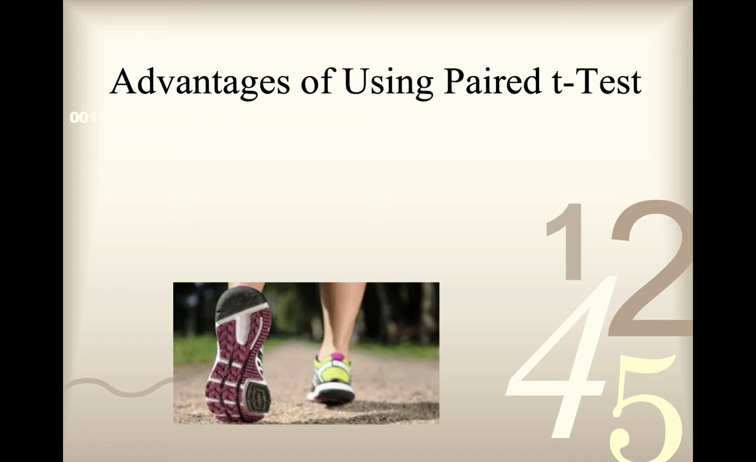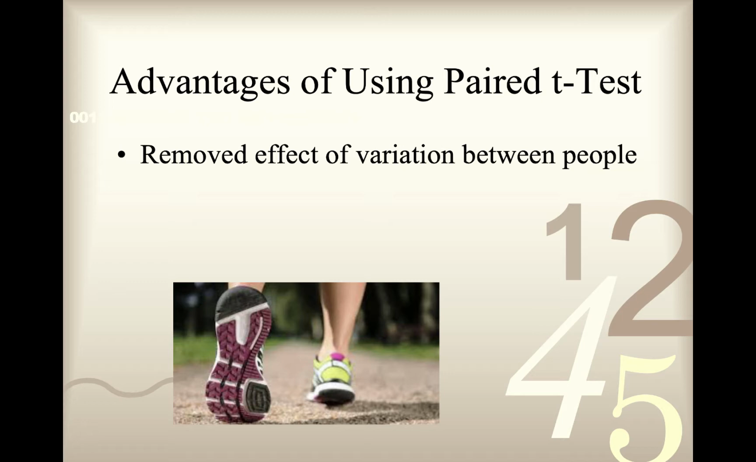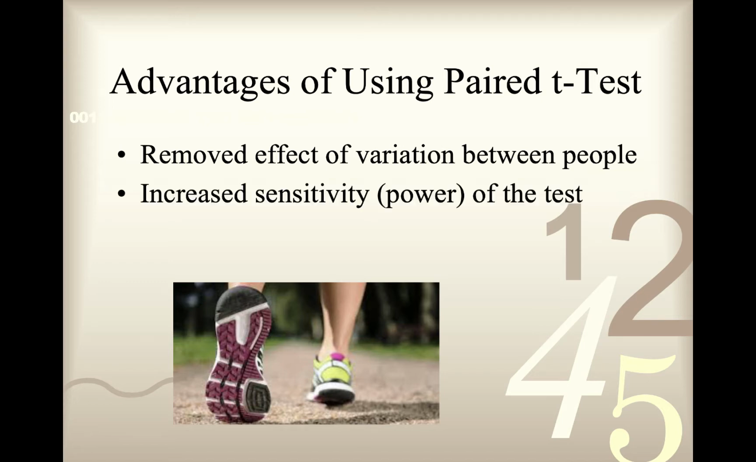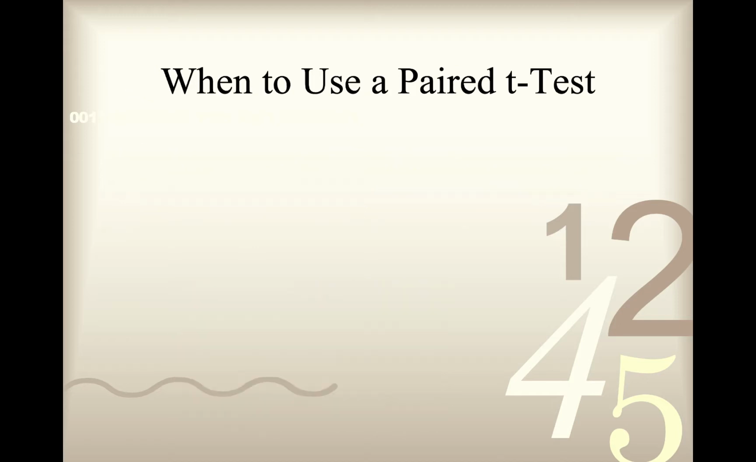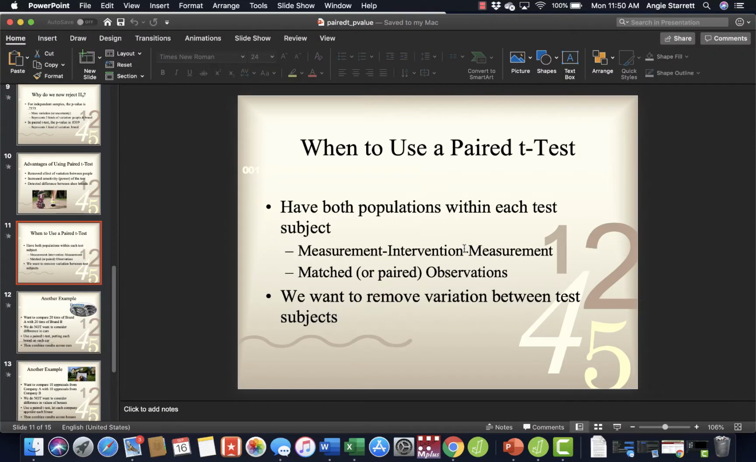All right, so what are some advantages of using a paired T? You're probably already thinking about a couple of these. One, of course, we removed the effect of the variation between people. And what this did is it increased the sensitivity or the power of the test. We went from not detecting a difference to actually detecting a significant difference. All right, so we were able to finally, with the paired T, conclude that Nike and Adidas do differ in how shoes are worn.